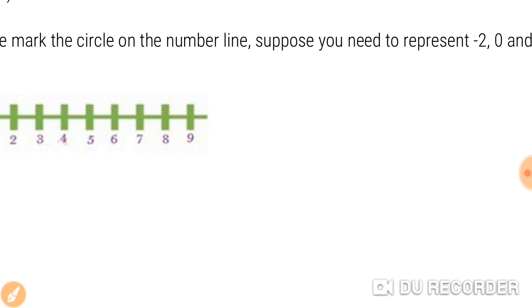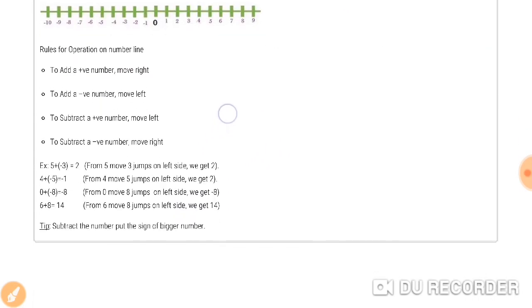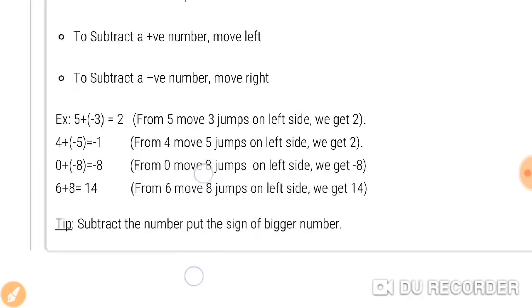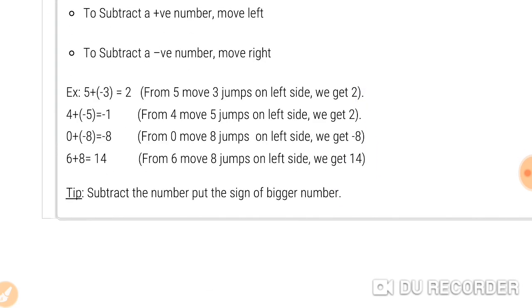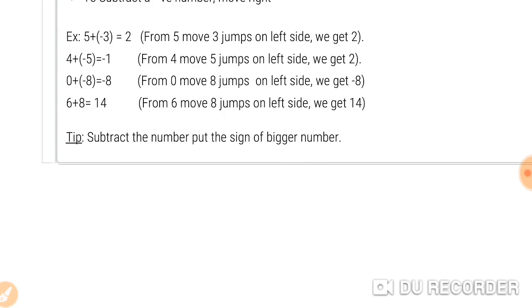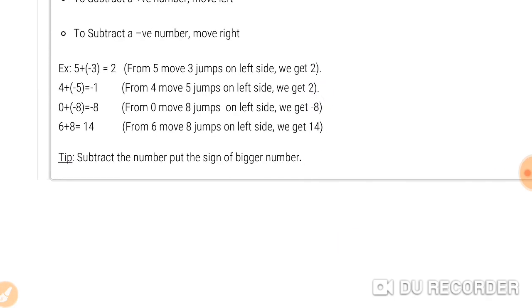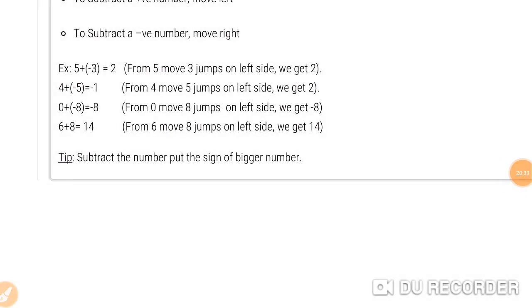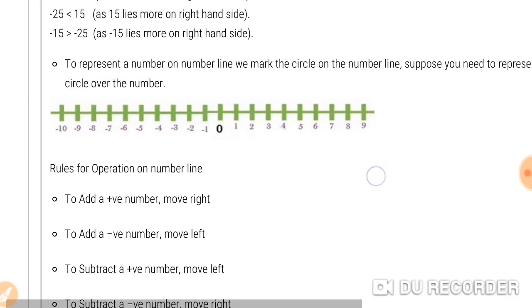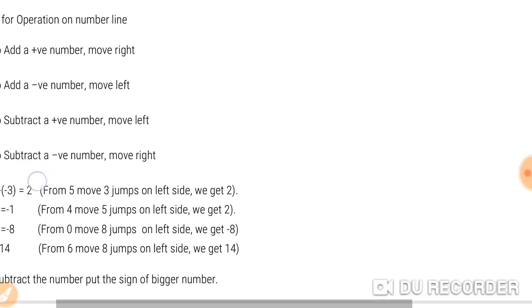So I think you come to know how to add the integers, how to jump left side and right side when positive and negative are there in the addition of integers. And you can use the same process for subtraction, keeping the sign of the bigger number. Do the same process here, if it is a subtraction between these numbers.